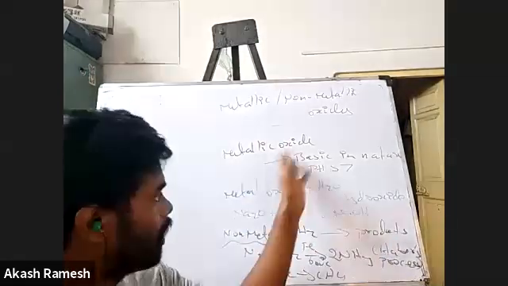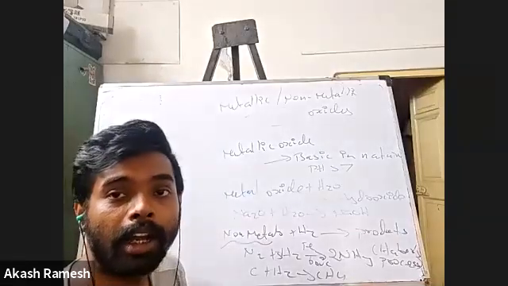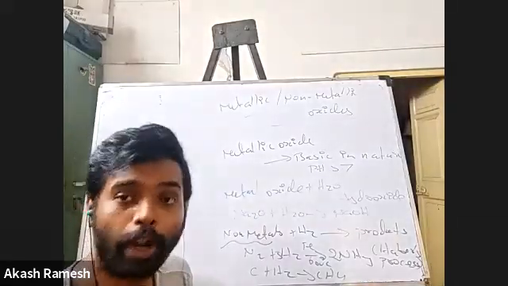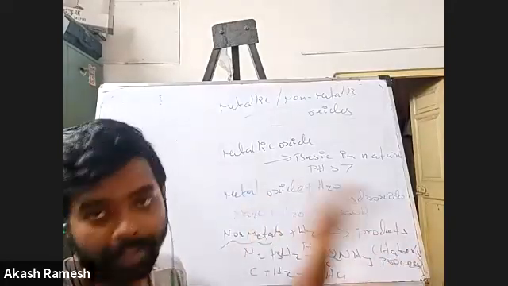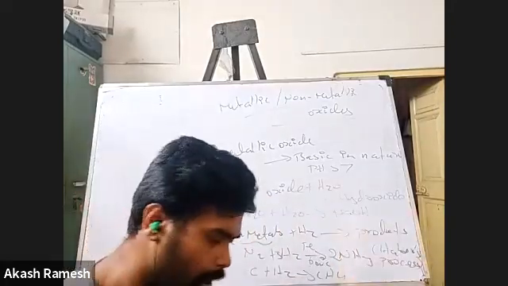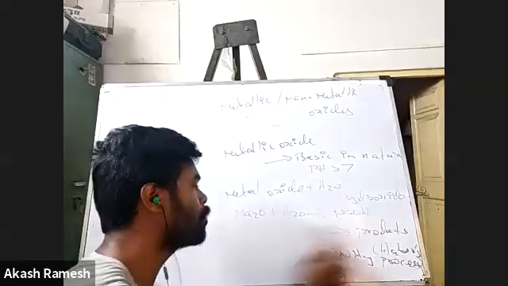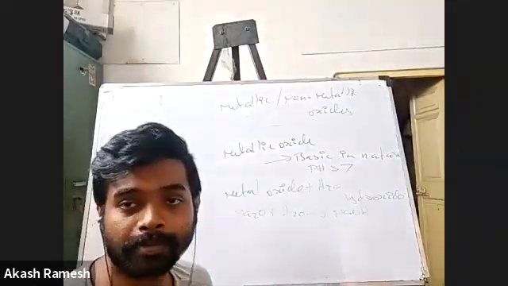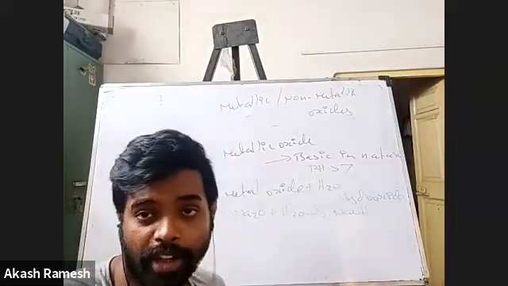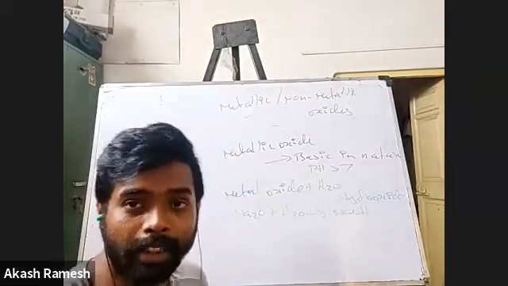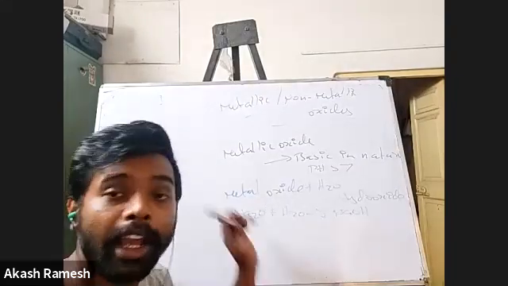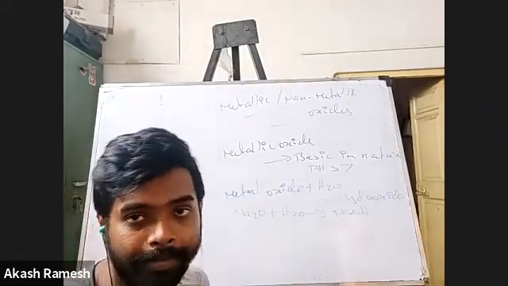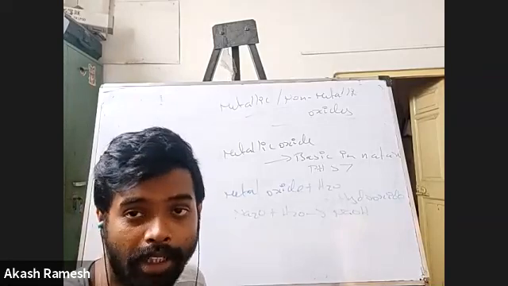So that is the reason why we say that metallic oxides are basic in nature. They form bases in their aqueous solutions. What is the other way of proving it? If at all they are basic in nature, they should undergo neutralization reaction. If I add an acid, they should form salt and water. That is what is neutralization reaction.